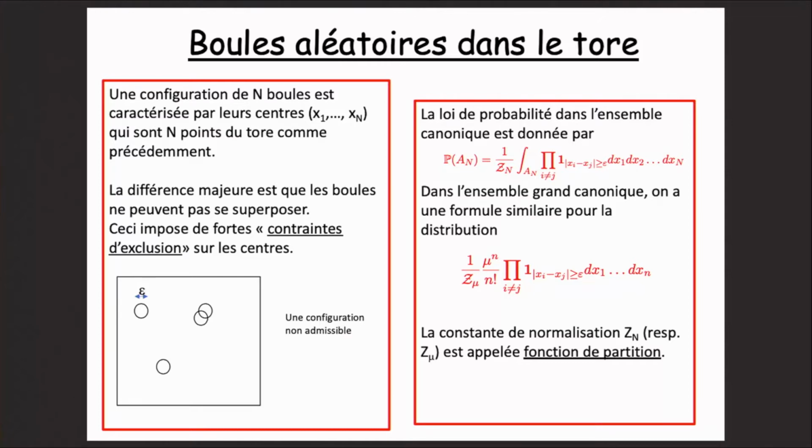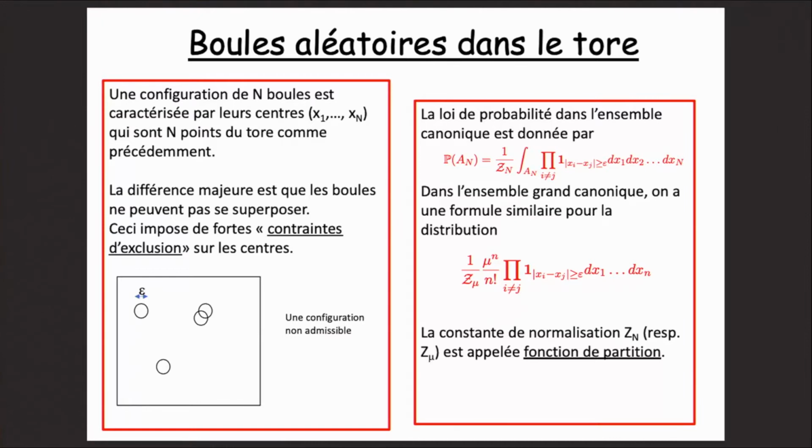Essentially we would like to do almost the same: picking the centers x1, x2, ..., xn randomly, but now you have to exclude all configurations where two centers are at a distance less than epsilon, if epsilon is the size of the ball. If you do that, you end up with a probability.